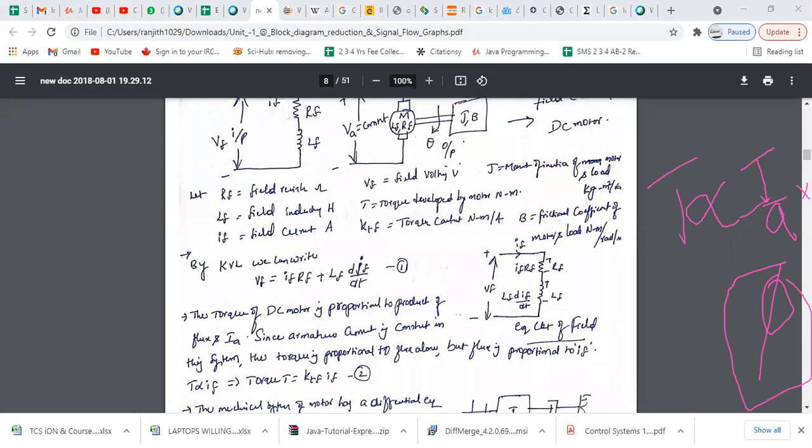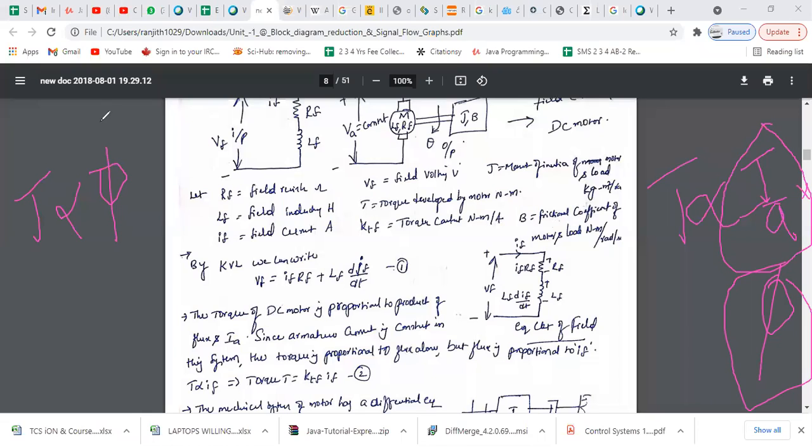Right, there we are not considering the field circuit. But in this topic, the field control DC motor, what is the constant? The armature current. So I am neglecting this IA. Now T is proportional to flux here.